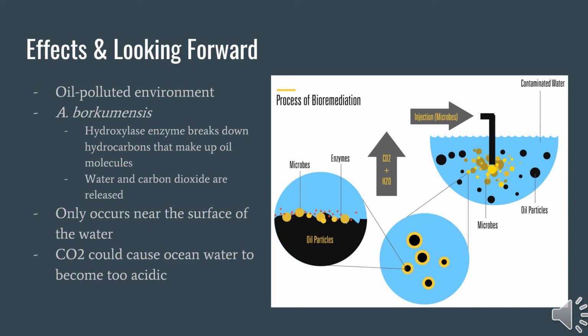Looking forward, some potential drawbacks of this method of bioremediation are that it is a process that only occurs near the upper and surface layers of water, and wouldn't be able to eliminate the same pollution that could be happening further below. Another problem might occur if the ratio of carbon dioxide being released is higher than that of water, as too much carbon dioxide could make the ocean water too acidic for marine life to be comfortable.